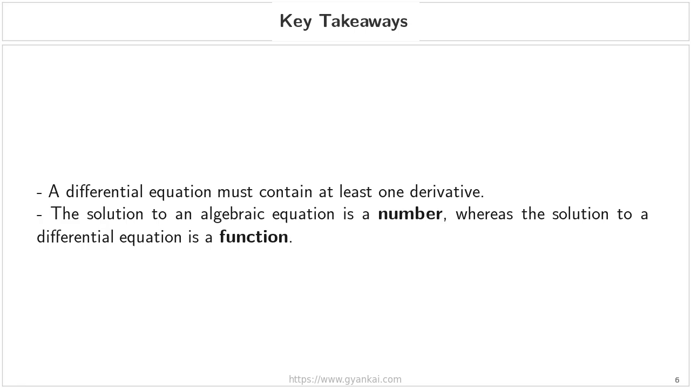Second, I want you to keep this distinction very clear in your mind. When you solve an algebraic equation, like the one we saw earlier where x squared minus 3x plus 2 equals 0, your answer is a specific number, like 1 or 2. However, as we discussed when looking at our population growth example, the solution to a differential equation is not a single value, but an entire function. We are looking for a formula that describes how a variable behaves over an interval.